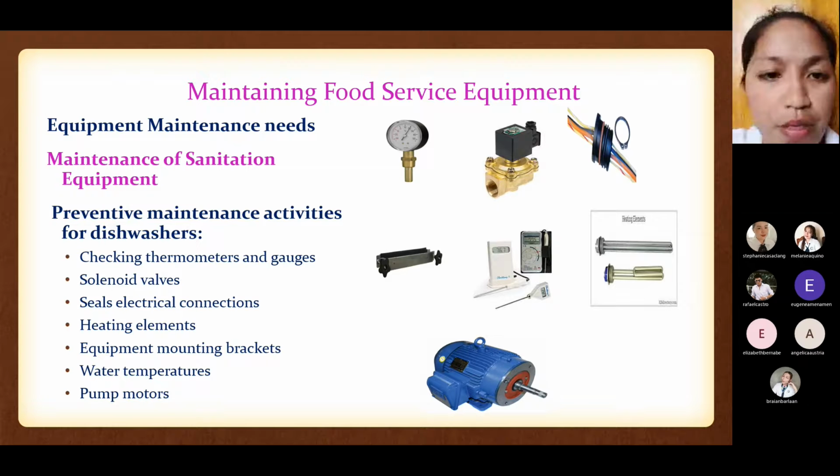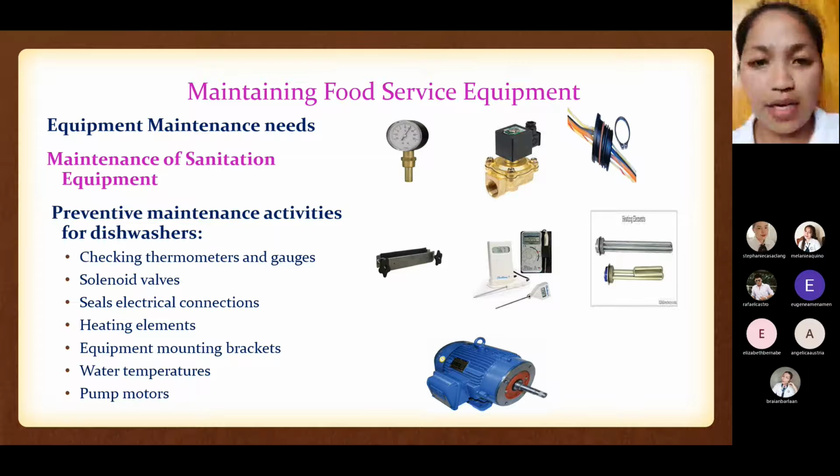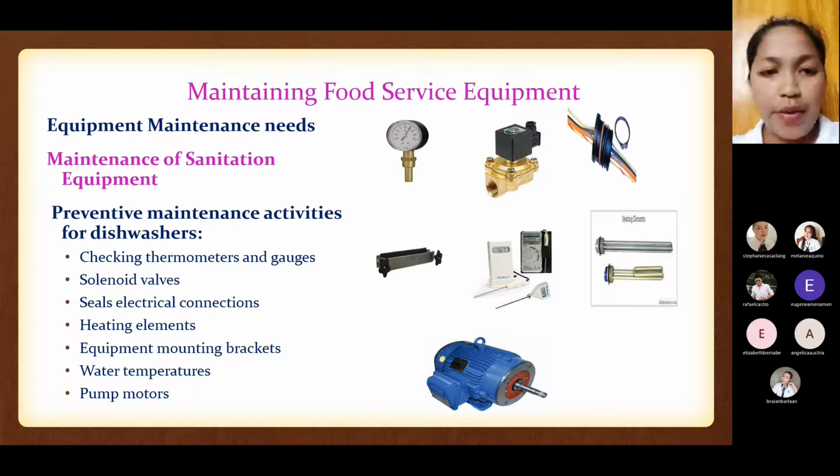Maintaining food service equipment, maintenance needs. Maintenance of sanitation, we have a lot of maintenance sanitation, preventive maintenance activities for dishwasher. And then check thermometer in guard, solenoid valve, seal electric connection, heating element, equipment mounting bracket, water temperature, and the last one is pump motor.